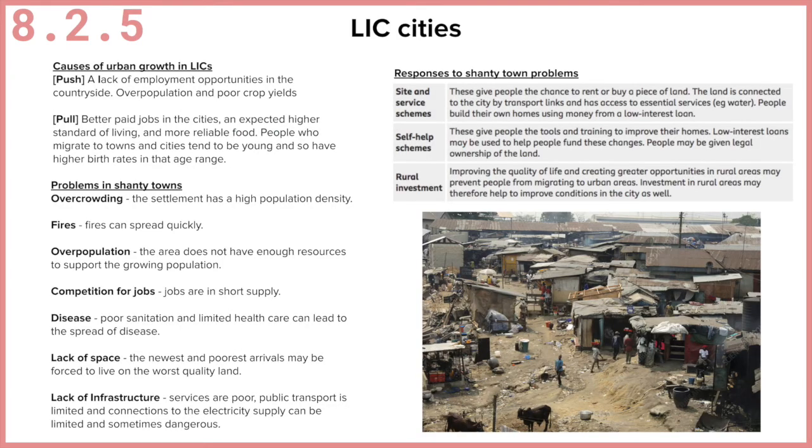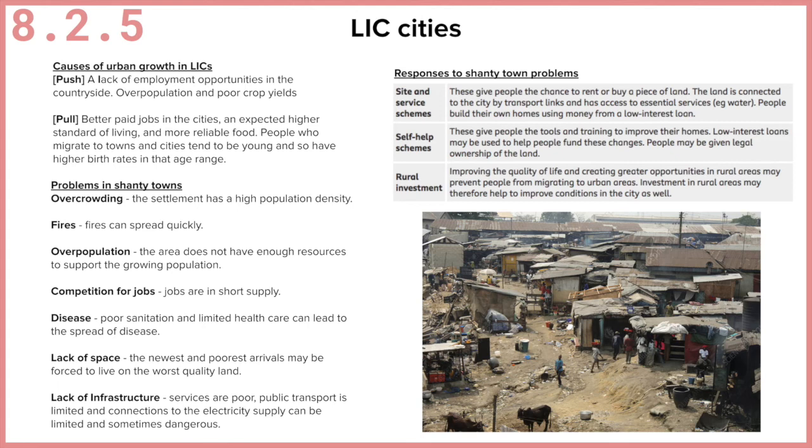Finally, we're going to concentrate on how cities are different in LICs, low income countries. LICs have some of the biggest growth of urbanisation. So remember, that is the proportion of people living in cities increasing. They have a massive amount of rural to urban migration. So if we think of our push and pulls, the push in LICs is that there is a lack of employment opportunities in the countryside.